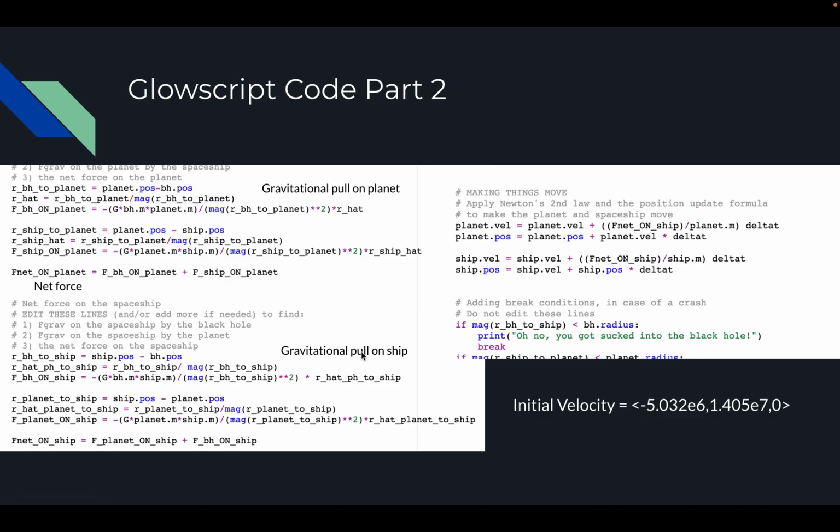Here's the gravitational pull on the ship from the planet and the black hole, which both are significant in this case. And on this side, we're calculating the position of the spaceship and the planet at each time using the velocity. As stated earlier, the initial velocity is negative 5.032e6 and 1.405e7 in the y direction.